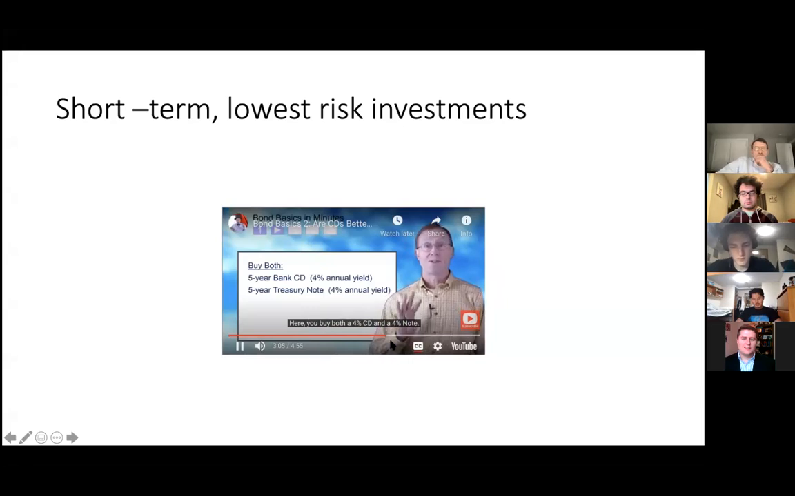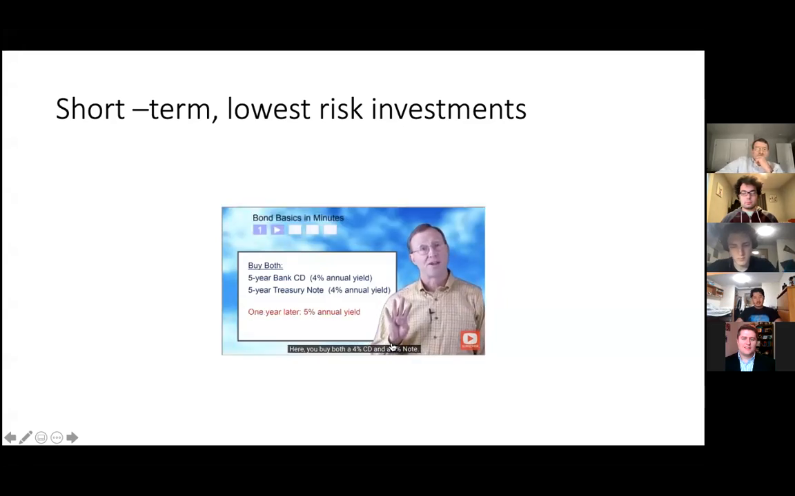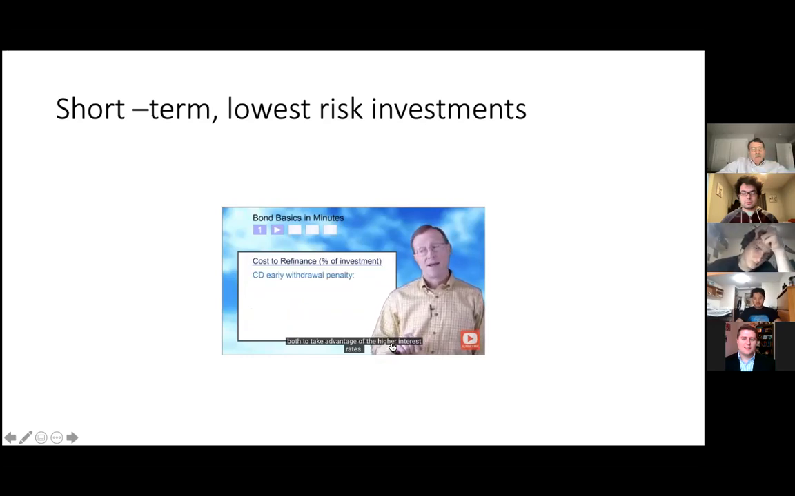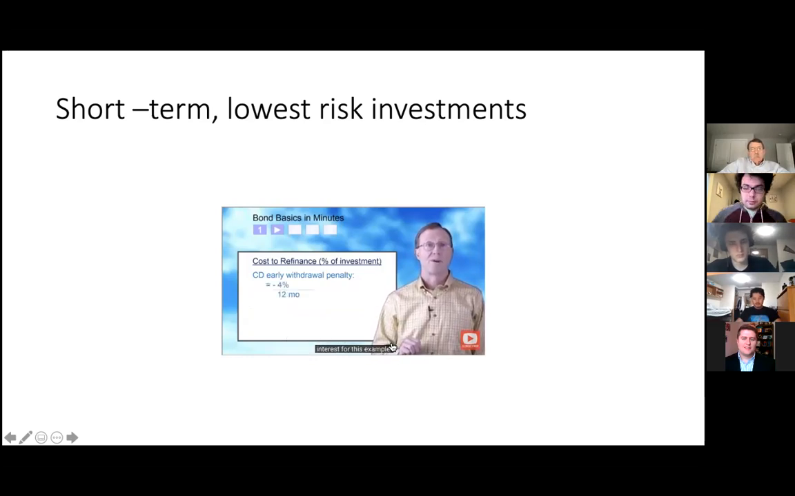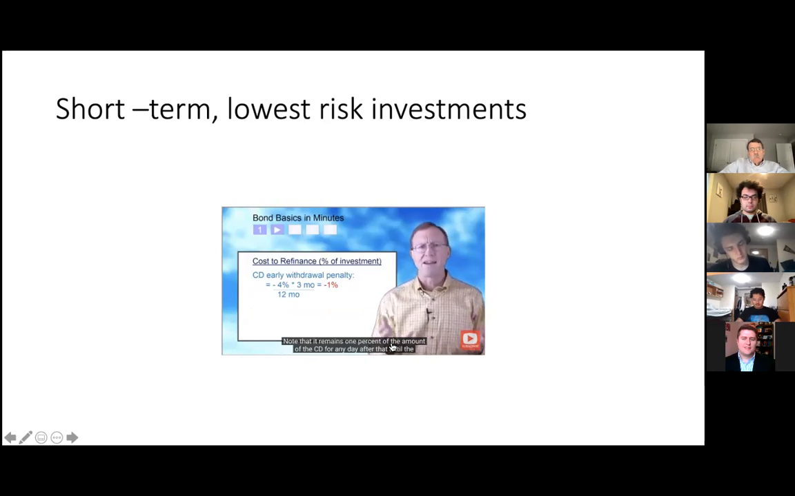Here you buy both a 4% CD and a 4% note. Towards the end of the first year, interest rates increase to 5%, and you'd like to replace them to take advantage of the new higher interest rates. To sell your CD, you'd have to pay an early withdrawal penalty, which we'll say is 3 months interest for our example. Our annual interest rate divided by 12 is the interest rate per month, which we multiply by 3 months to get the early withdrawal penalty. Note that it remains 1% of the amount of the CD for any day after that until the CD matures.